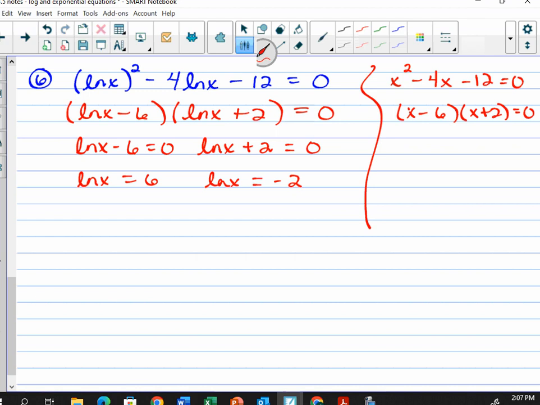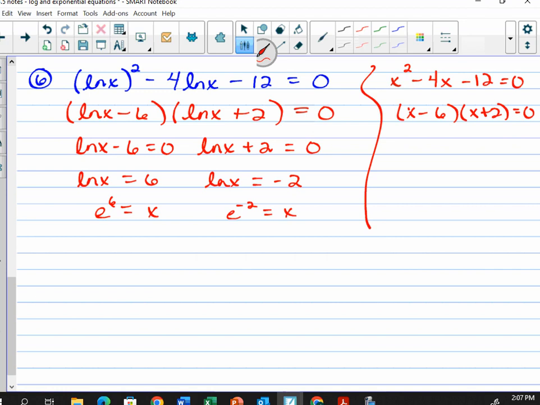We're still not done. What do I have to do on my last step here? Plug it in. What do you mean plug it in? I don't have x equal yet. Switch it around, like write it as an exponential? Okay, so what would it be? Yes, e to the 6 equals x. And? What's the other one? Yes. That is the final answer.